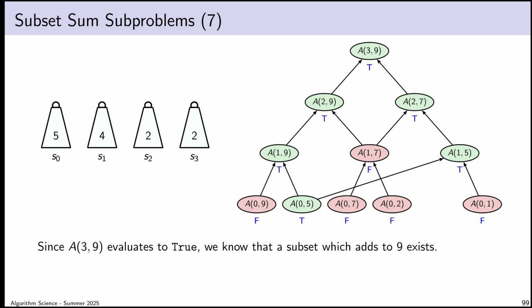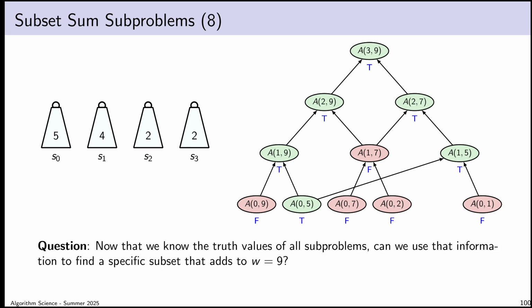Okay, so I know that there's a subset that adds to 9. But remember that this idea of solving the true or false problem of does a subset exist wasn't the problem I actually wanted to solve. I wanted to know what the subset was. I want somebody to tell me you need to use weight S0, weight S2, and weight S3, or something like that. I want somebody to tell me the specific indices of the weights in the subset. So the question is, now that I know the truth values of all of the subproblems, can we use that information? Can we work backwards to find a subset?